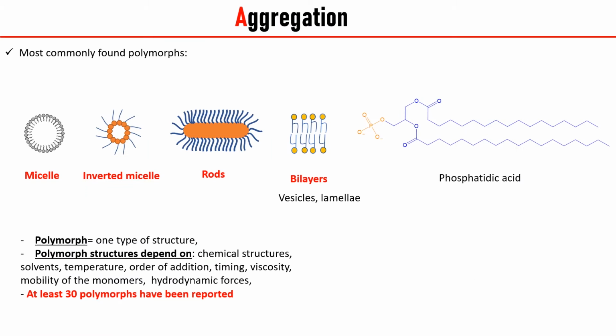Different polymorphs could be obtained with block copolymers, such as micelles, inverted micelles, rods, bilayers, vesicles, and lamellae. At least 30 polymorphs have been reported in the literature.